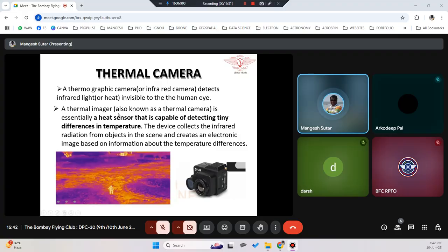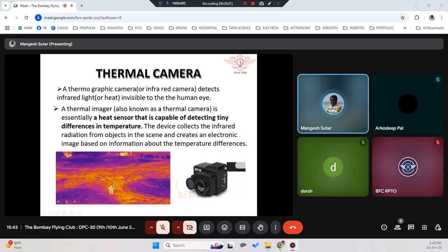A thermal imager, also known as a thermal camera, is essentially a heat sensor capable of detecting tiny differences in temperature. The device collects the infrared radiation from the objects in the scene and creates an electronic image. So it generates that image based on the temperature differences, and it gives you the information. So you know where the temperature is high and where it is low, based on this image. This is actually a thermal image.